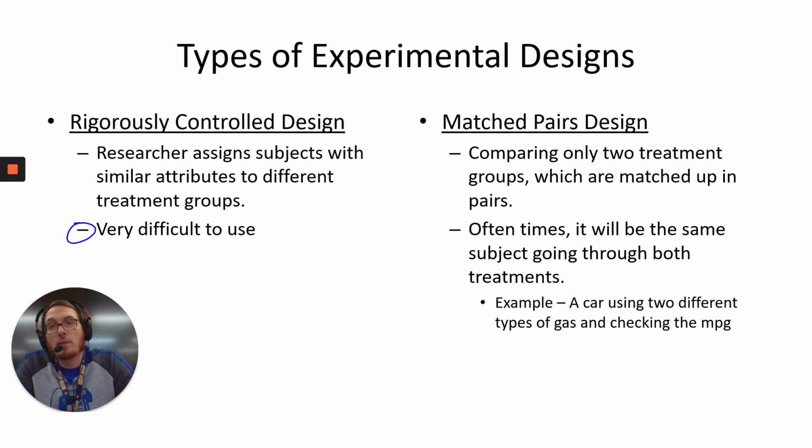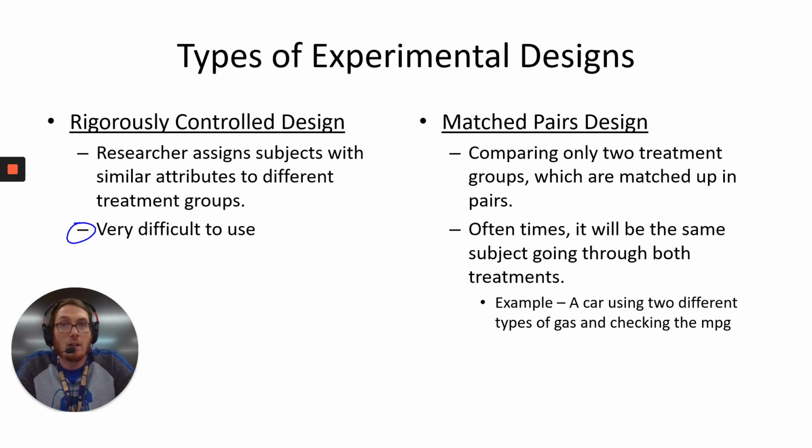The next one is what's known as a rigorously controlled design. This is when researchers assign subjects with similar attributes and assign one the treatment and one not the treatment, or one the treatment and one the placebo. This is very difficult to do because there's one main group that this works really well with, and that would be identical twins.